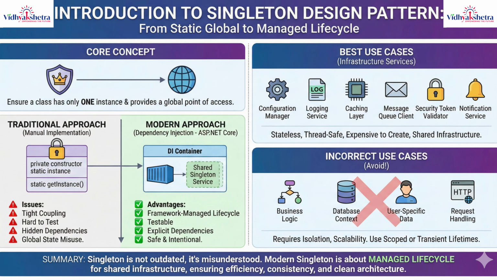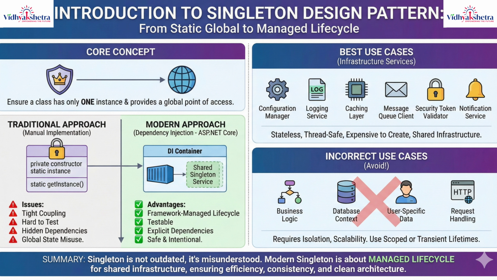However, as applications grew in size and complexity, developers began to realize that manual singleton implementations often caused more problems than they solved. Issues such as tight coupling, difficulty in unit testing, hidden dependencies, and uncontrolled global state became common. This led to misuse of singleton as a replacement for global variables, which is considered a poor design practice.